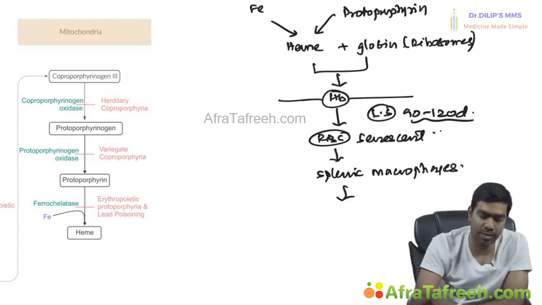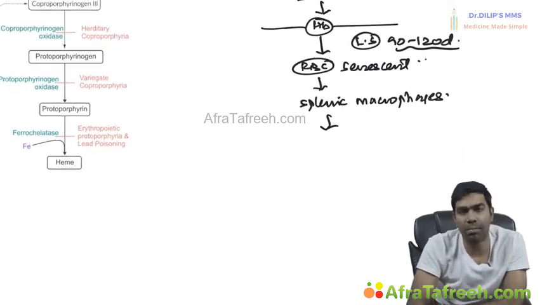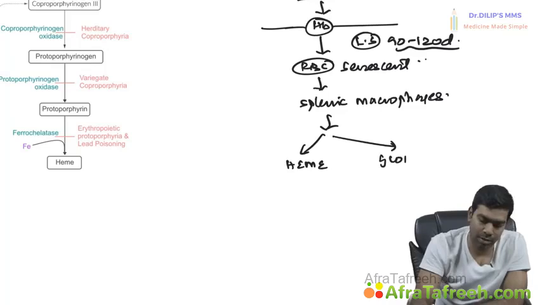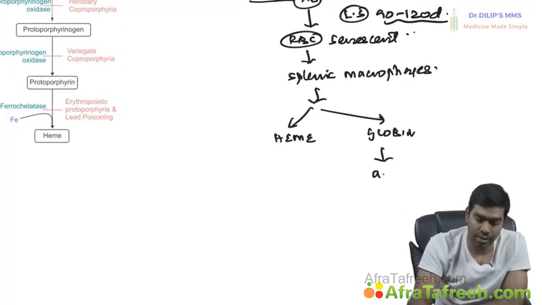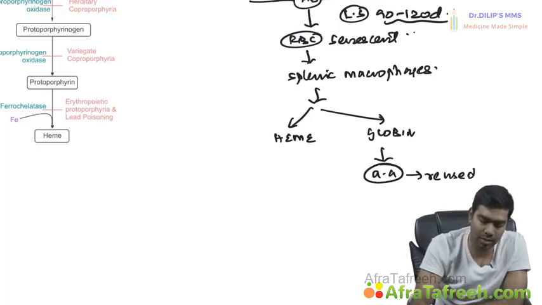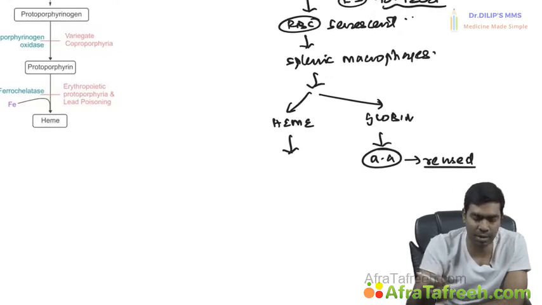Once they are swallowed by the splenic macrophages, they are going to completely dissect the RBCs and destroy them, and once again you are going to release heme as well as globin. And this globin is going to be further broken down into amino acids, which can be reutilized and recycled for further needs, maybe other DNA events or other protein events happening in the body.